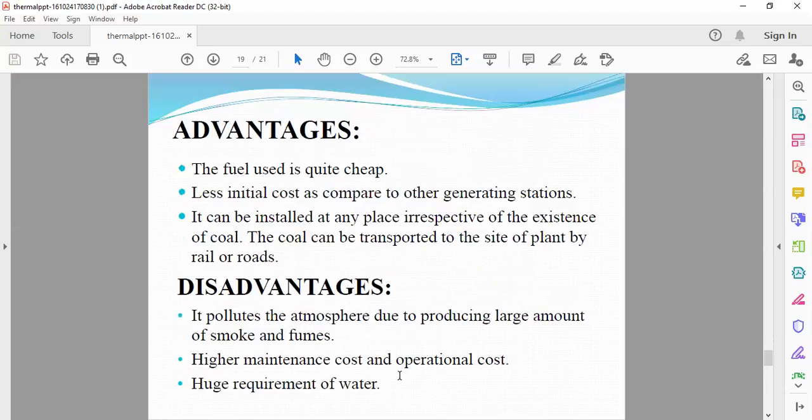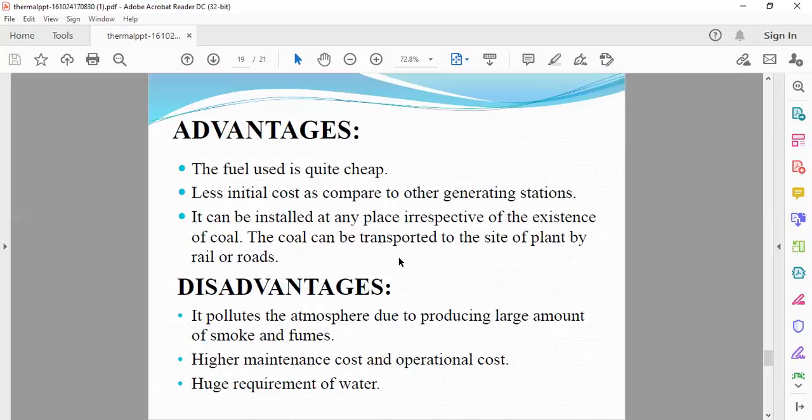Let us go through the advantages and disadvantages of the thermal plant. The advantages are that the fuel used is quite cheap. The fuel we require in thermal plants is very cheap, and the initial cost is less compared to other generating stations. Whenever we start any power plant we have to install everything, but the thermal power plant costs less. It can be installed at any place, wherever coal can be transported.